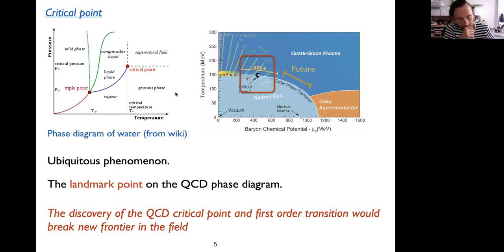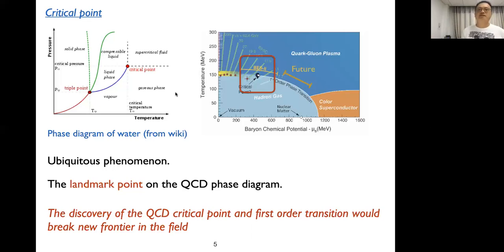Yes, thanks. Yes, indeed. By answering these questions, I believe it's very transparent that if one can find the QCD critical point experimentally, or see the signature of the first order transition experimentally, this would be a milestone in the field, and also this would open new frontiers.